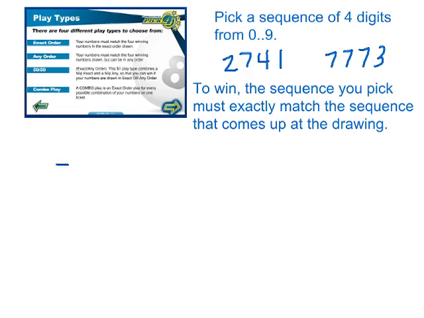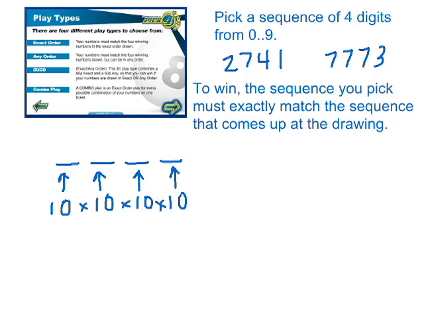Now, the odds of winning are quite easy to compute. At the drawing, there will be four digits drawn in order, and all of the digits will be 0 to 9, which is 10 possibilities. So there are 10 possibilities for which digit appears first. There are 10 possibilities for which digit appears second, 10 for which appears third, and 10 possibilities for which appears fourth. So the number of things that can come up at the drawing when you multiply together is just 10 to the fourth power, or 10,000. So there are 10,000 possibilities.